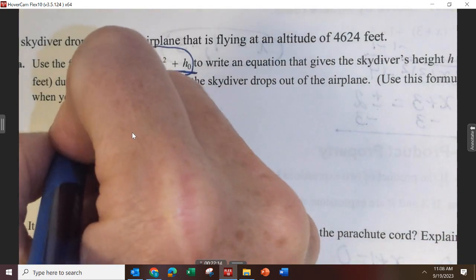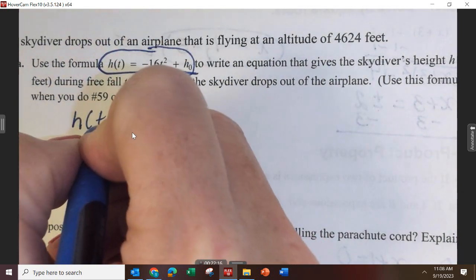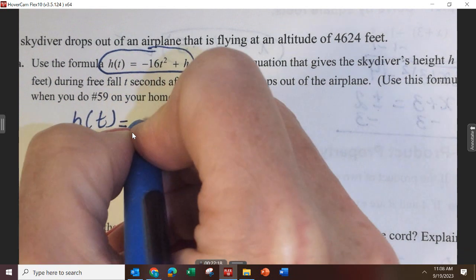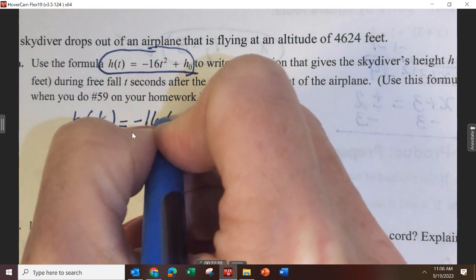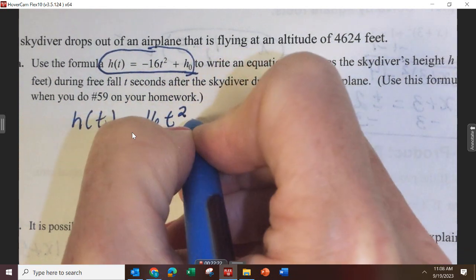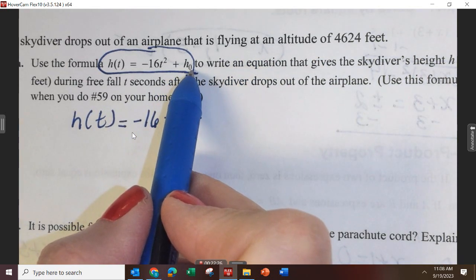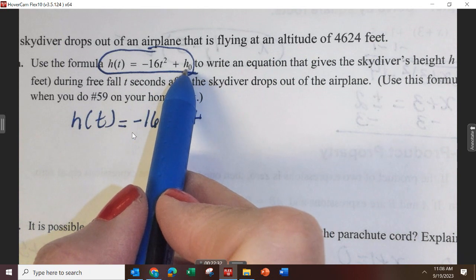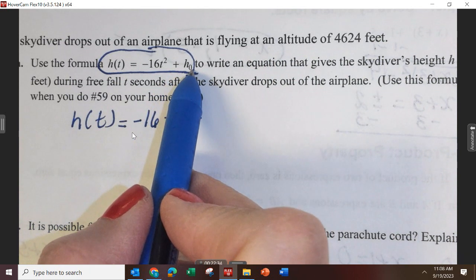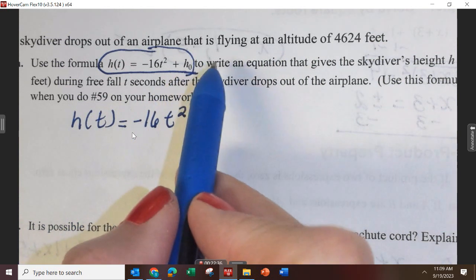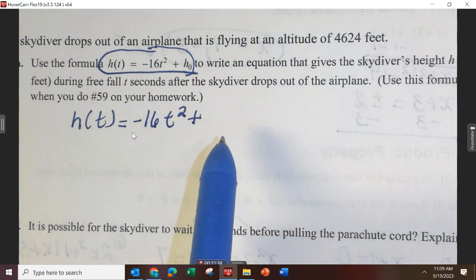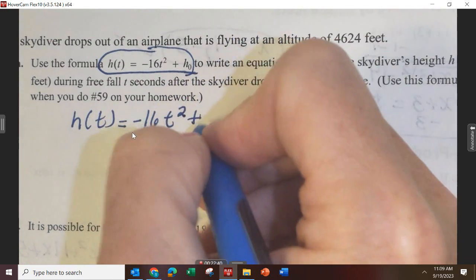So h of t, that means the height at any time, is going to be negative 16 times the time squared plus, what do you think h sub o means? It means the starting height. It means the height at time 0. What is the height at time 0? 4624.